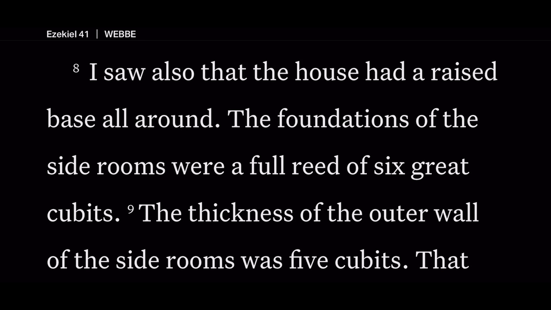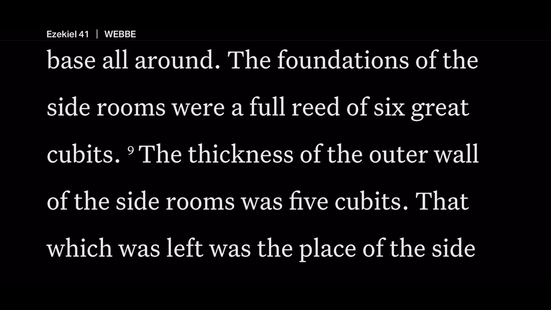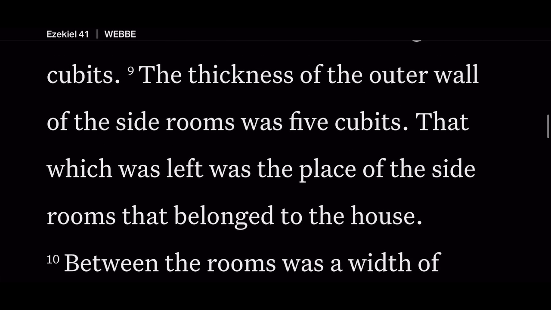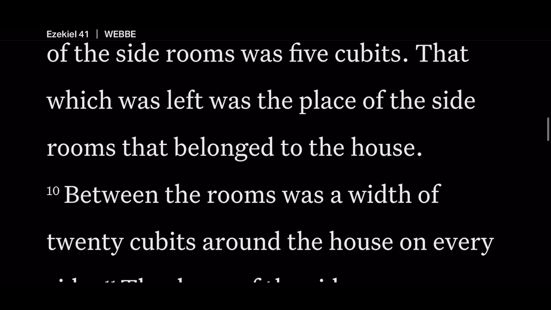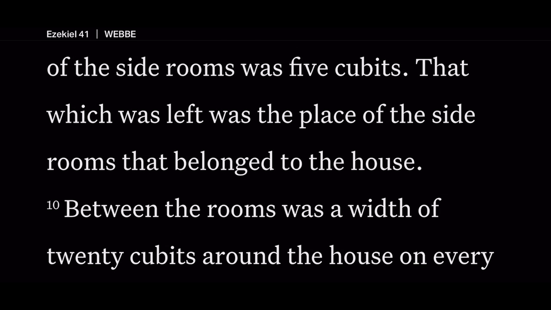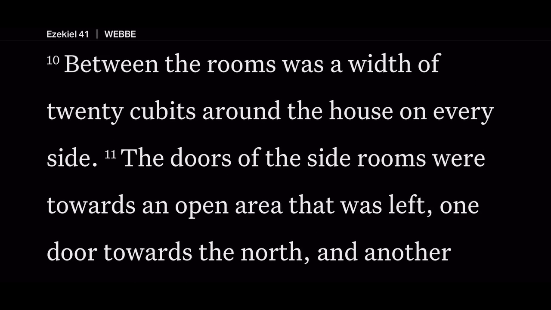I saw also that the house had a raised base all around. The foundations of the side rooms were a full reed of 6 great cubits. The thickness of the outer wall of the side rooms was 5 cubits. That which was left was the place of the side rooms that belonged to the house. Between the rooms was a width of 20 cubits around the house on every side.